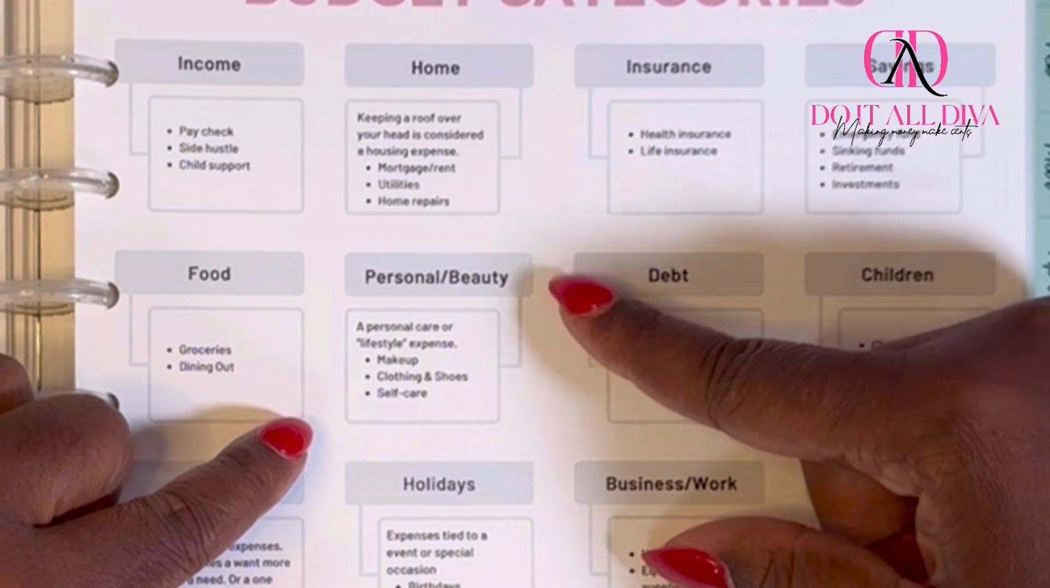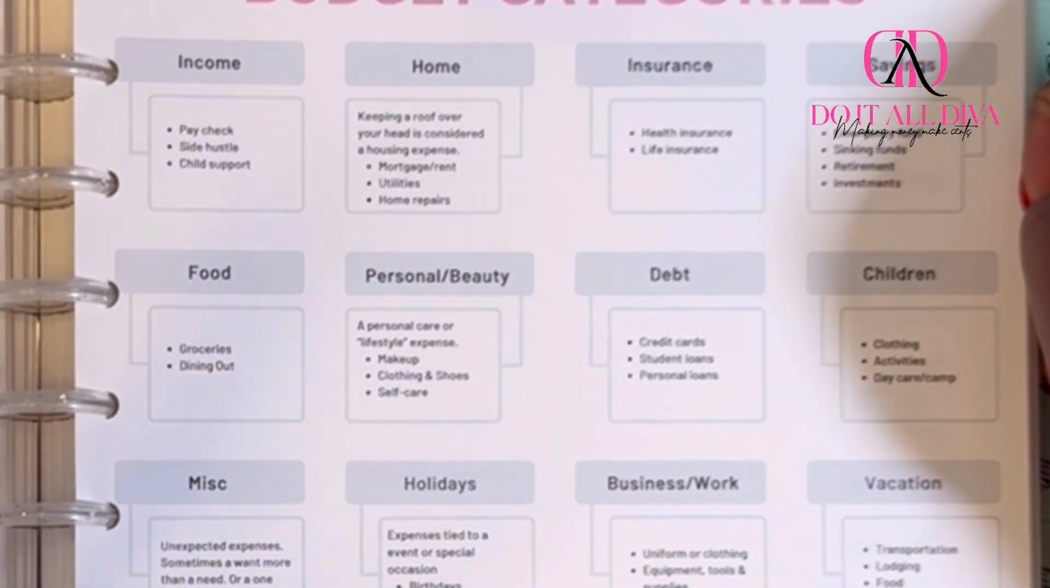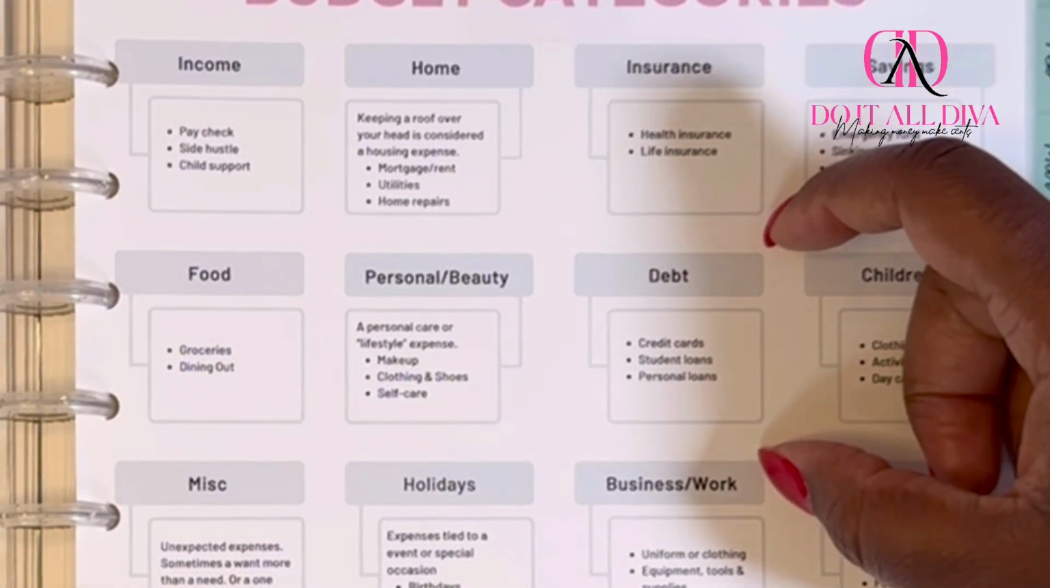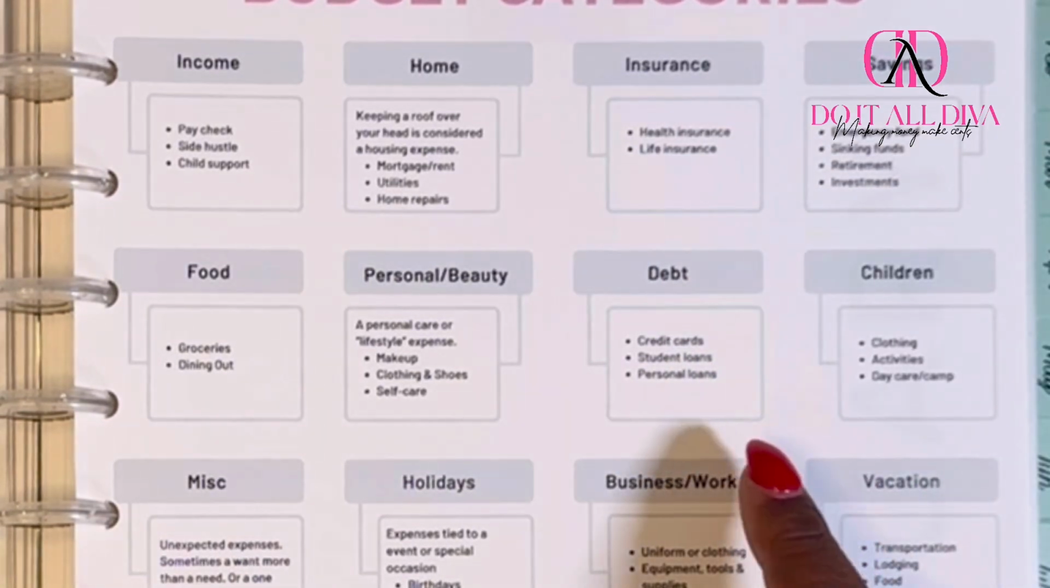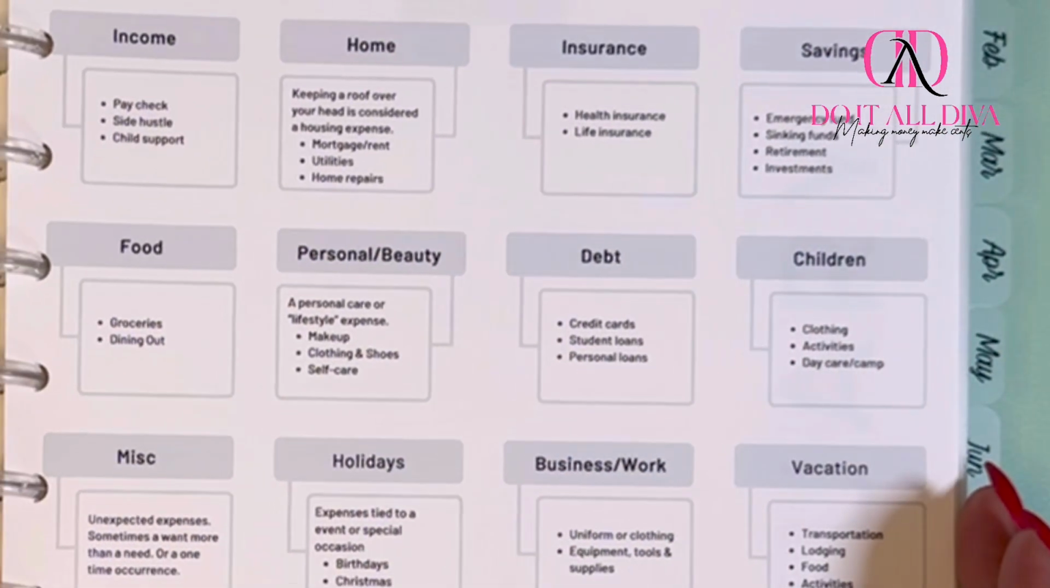Next is personal. This could be beauty, makeup, clothing, shoes, self-care, anything that's specific to you. Your self-care, your mental health, whatever you need to do to take care of you, whatever brings you joy, that'll be your personal and beauty. Debt is just that, girl. Credit cards, loans, personal loans, whatever. You can even put your auto loan in here if you want to.